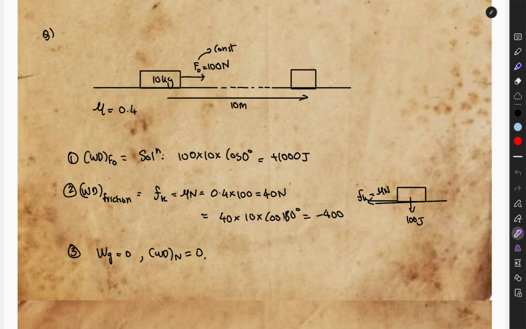Fine. And what about the work done by gravity and the work done by the normal force? Gravity is at 90 degrees. As we see, when the angle between them is 90 degrees, work done will be 0, and the same goes for the normal force. Fine.